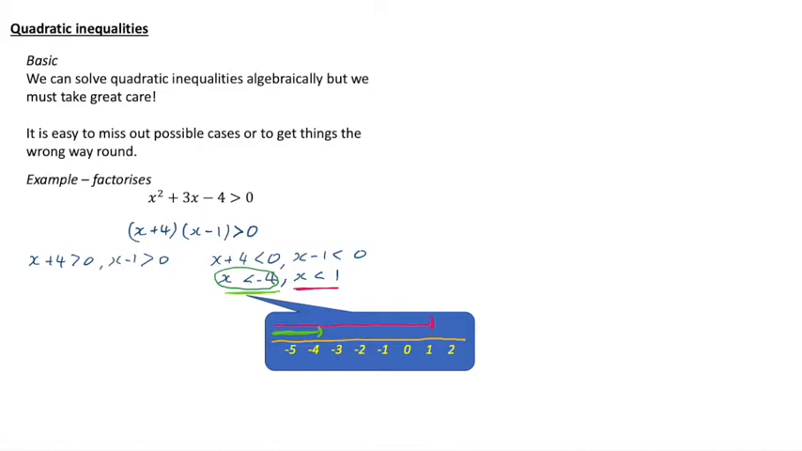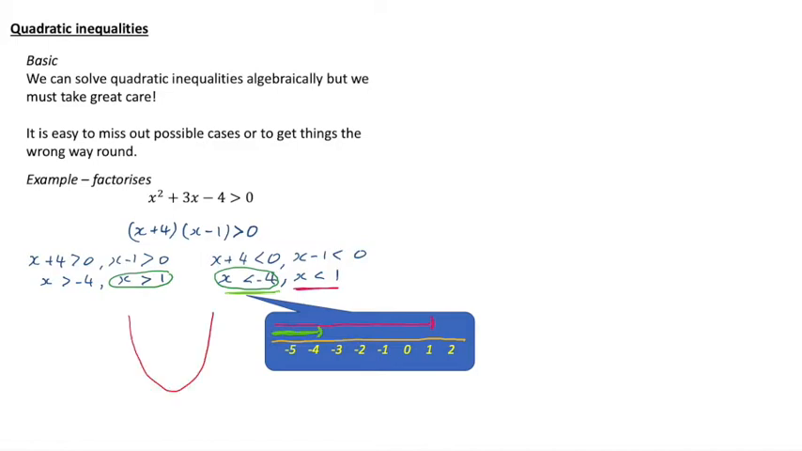Okay, we'll now look at the case of both brackets being positive. So that means x is greater than minus 4 and x is greater than 1. And in this case, for them both to be true, we need x to be greater than 1.